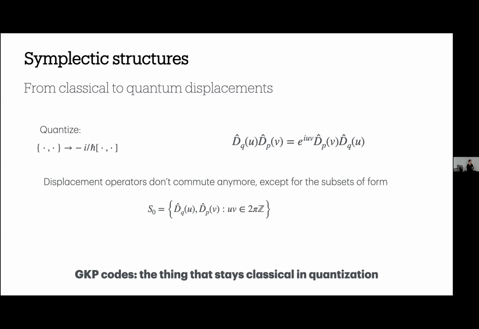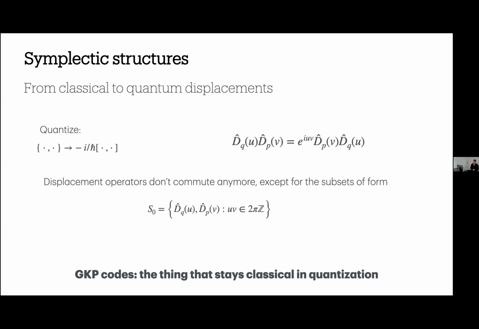We can also think about the fact that these things don't commute. Maybe there's a part of the quantized displacement operators that stays at the classical behavior. Those will be exactly the displacement operators where this phase vanishes. This phase vanishing means that whatever is up there, the product u times v, is an integer multiple of 2 pi. Then the corresponding subsets of displacement operators commute.